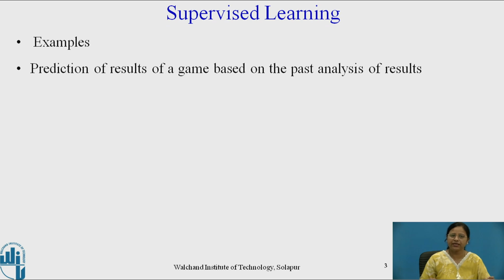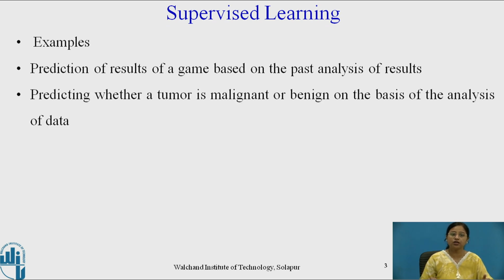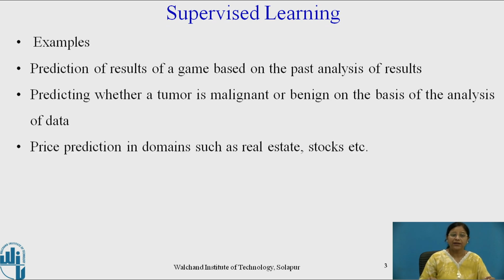Some examples of supervised learning, which contains labeled data, are prediction of the results of a game based on past analysis of results, then prediction of whether a tumor is malignant or benign on the basis of analysis of the data, and price prediction in domains such as real estate or stock market. So these are some examples of supervised learning where we can learn using labeled data and some historical information.